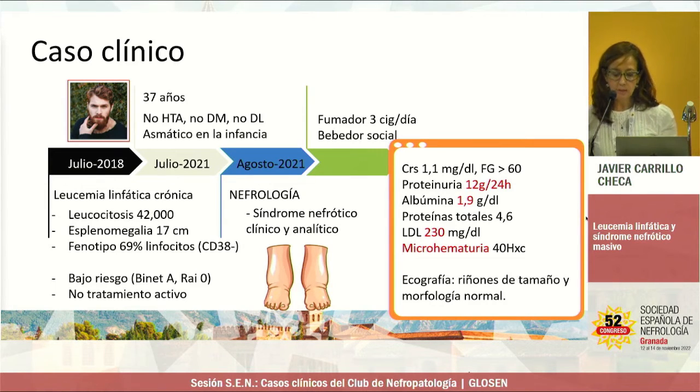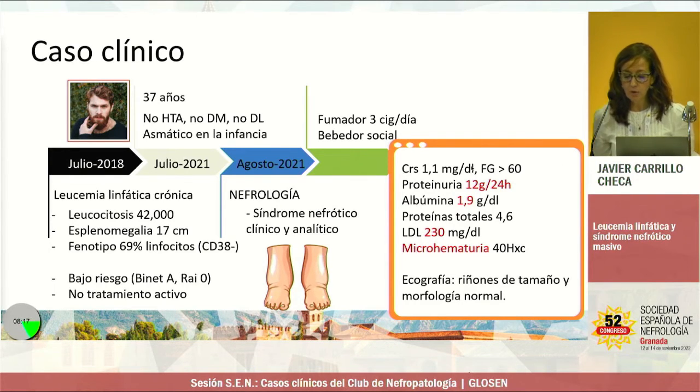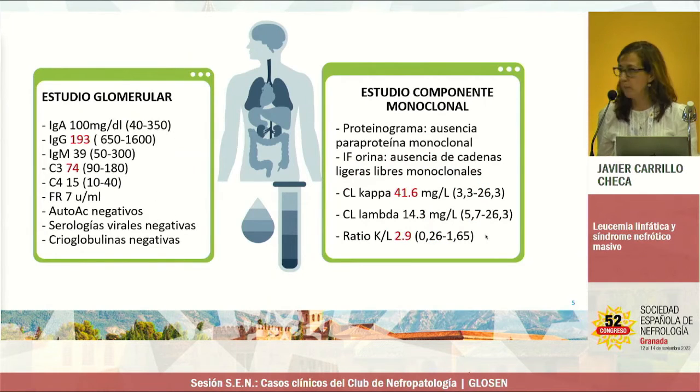3 años después de establecerse este diagnóstico, aparece con una marcada edematización en el contexto de un síndrome nefrótico. En ese momento mantenía una función renal conservada, una proteinuria masiva de 12 gramos en 24 horas, hipoalbuminemia, microhematuria y los riñones eran de tamaño y morfología normal. En el resto de estudios analíticos destaca la hipocomplementemia a expensas de C3 con C4 normal y el resto del estudio era negativo, incluida crioglobulina.